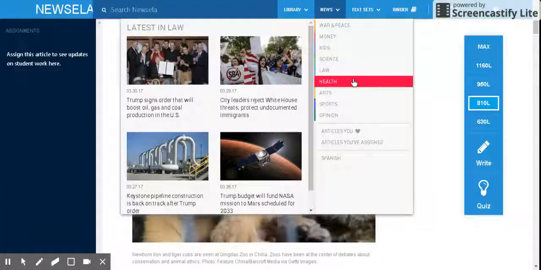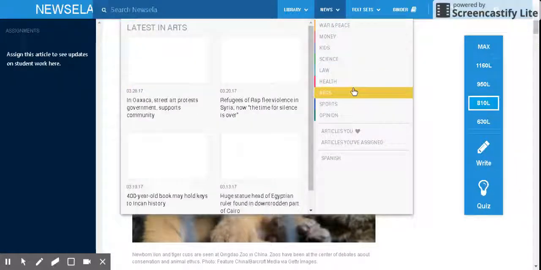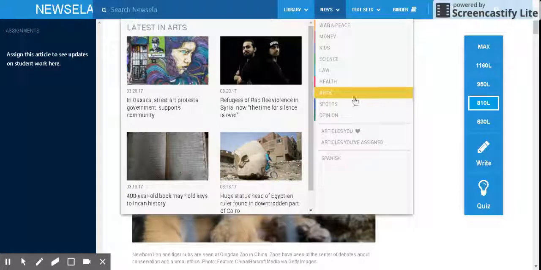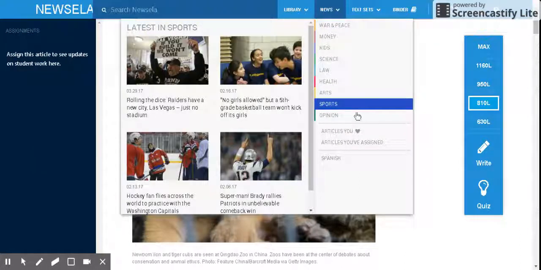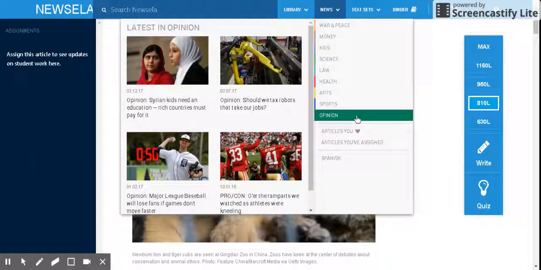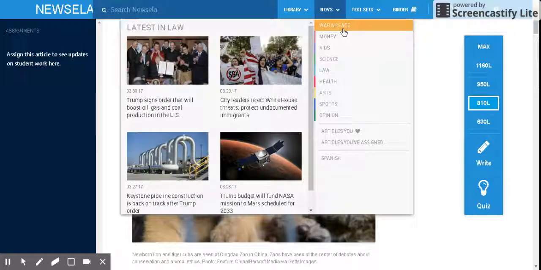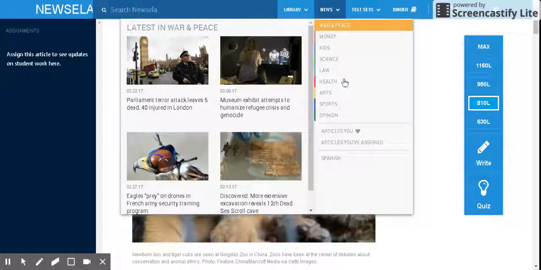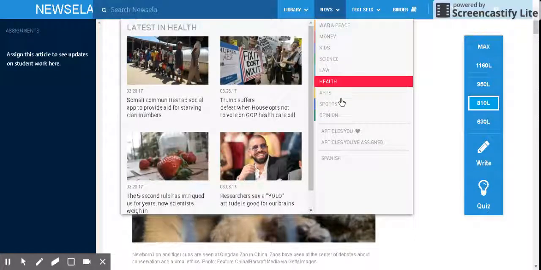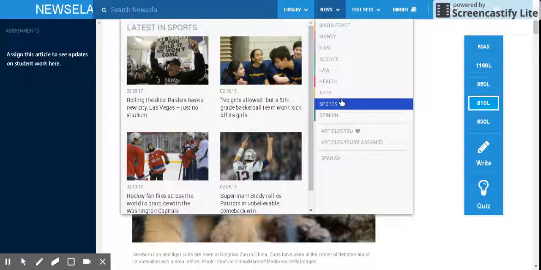There's law for social studies. There's health for PE and health. There's arts for our arts classes. There's sports. There's opinion. Any teacher can use any of these. And as a reading teacher, I find myself using a variety of these topics. I don't just stay in one spot, but teachers can go in and find different articles in there that are interesting for their kids.